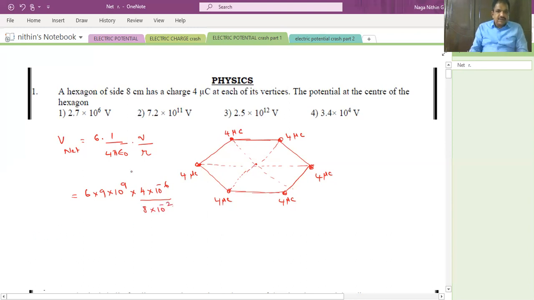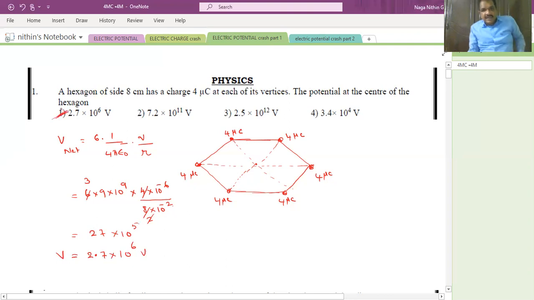So if we calculate this one, 4, 2's will cancel, 2 will cancel here by 3 times. So this is 3 into 9, 27 into 10 power 5 will come here. So we will write like this. V is equal to 2.7 into 10 power 6 volt. So this will be the answer for it.